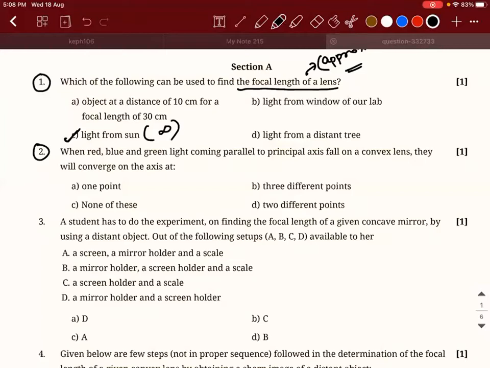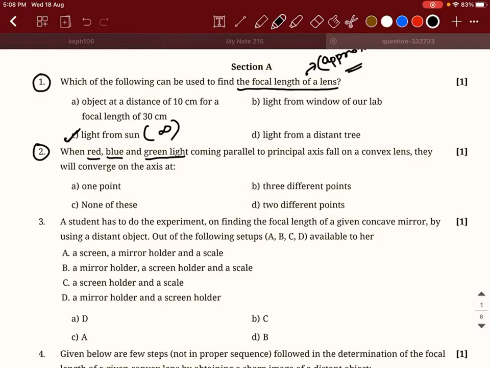Okay. Second, when red, blue, and green light coming parallel to the principal axis fall on a convex lens, they will converge on the axis at one point, three different points, none of these, or two different points.